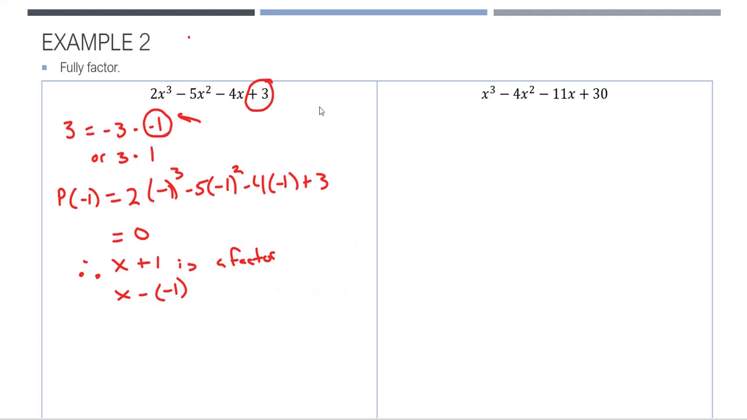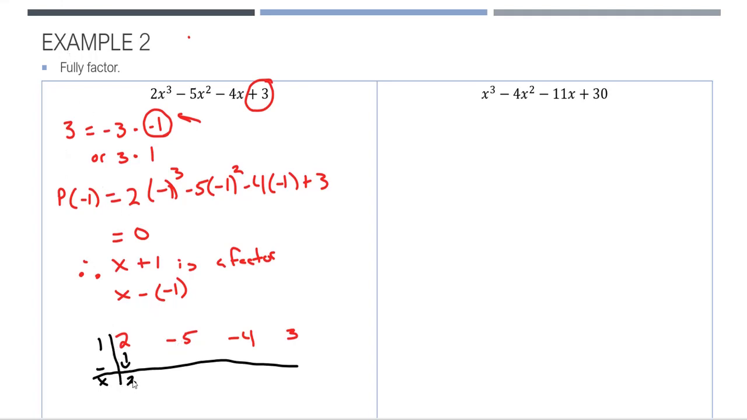So I'm going to do synthetic division. This does go cubed, squared, 1, constant. So then I can write out my coefficients of 2, negative 5, negative 4, and 3, and then make my little chart. So I'm going to have a plus 1 here, and then a minus, and a times. And now that I've got my chart, I can start doing this. So I'm going to drop down the 2.